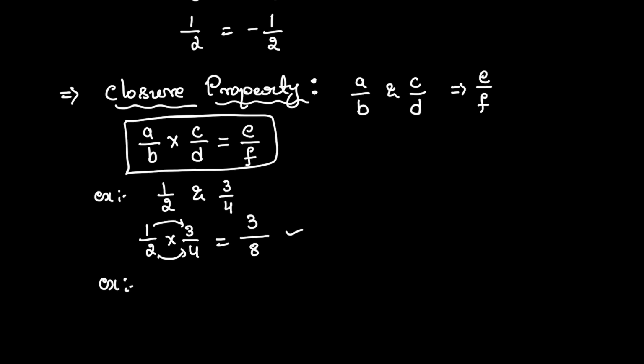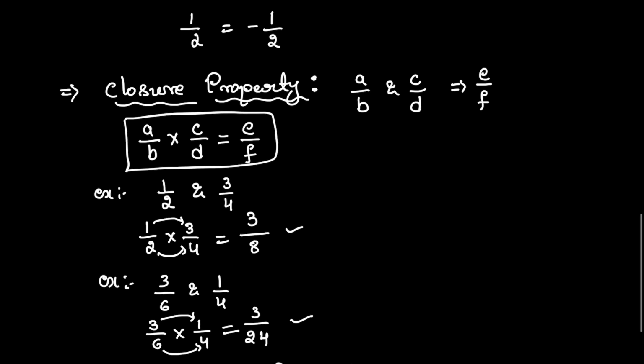Second example is 3 by 6 and 1 by 4. Let's multiply these two. 3 by 6 into 1 by 4. Can you see any cancellation in between these two rational numbers, with 3 and 4, 1 and 6? No, there is no cancellation. Next, we should do multiplication numerator with numerator, denominator with denominator. 3 1s are 3, 6 4s are 24. Okay. 3 by 24 is also a rational number. The closure property also holds in multiplication.